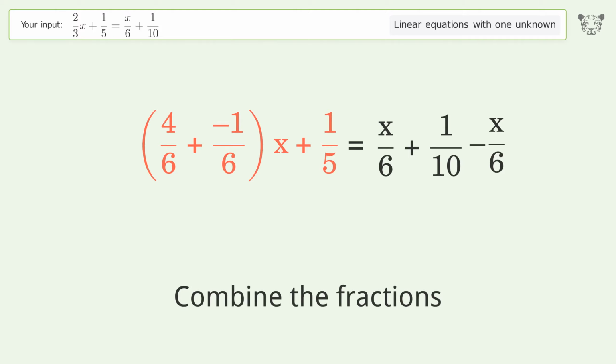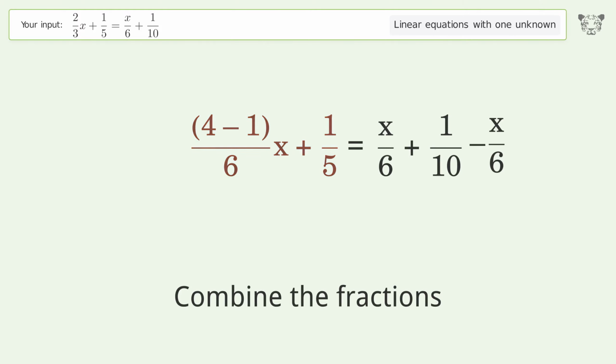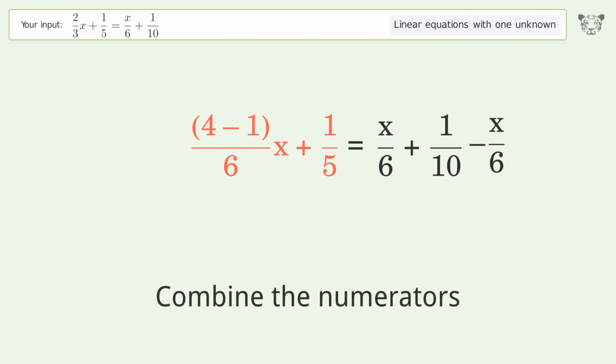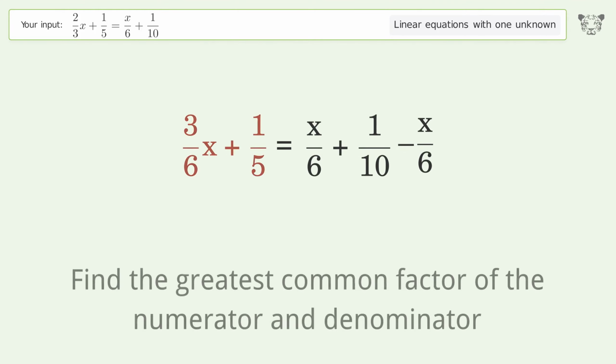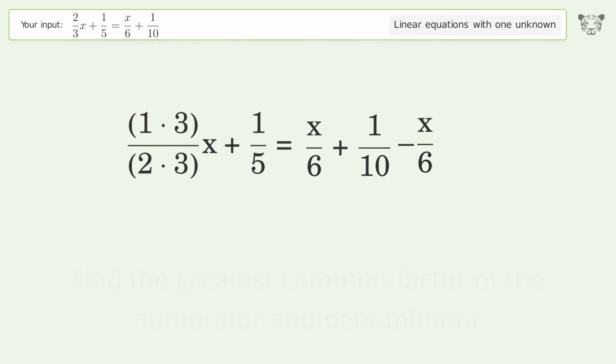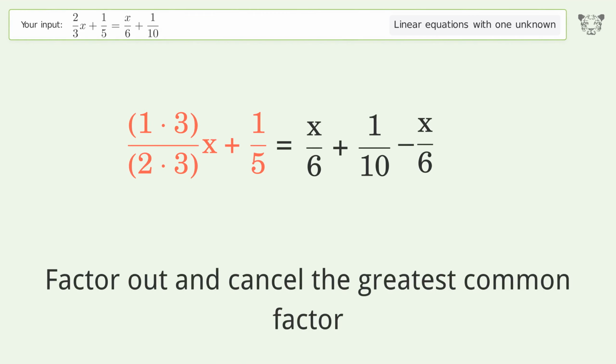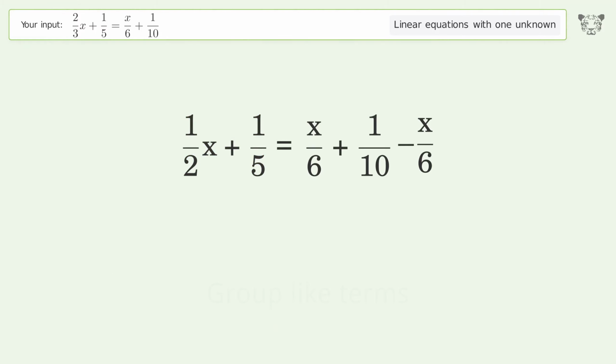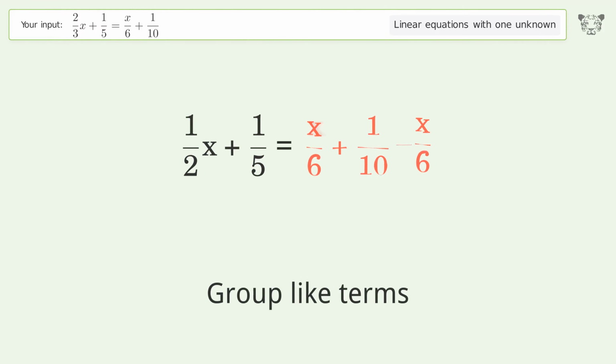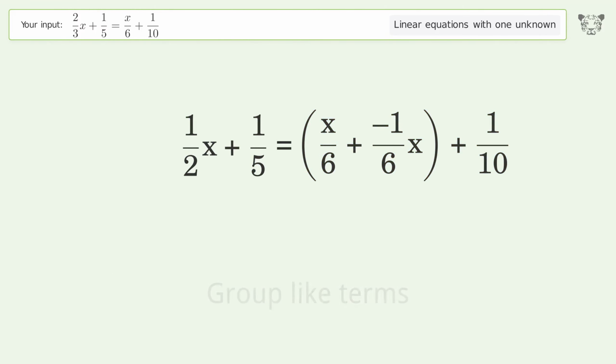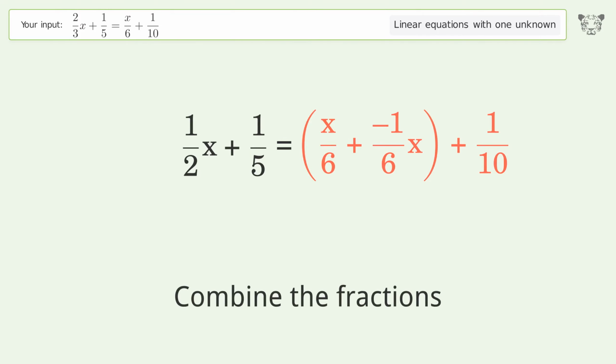Combine the fractions. Combine the numerators. Find the greatest common factor of the numerator and denominator. Factor out and cancel the greatest common factor. Group like terms. Combine the fractions.